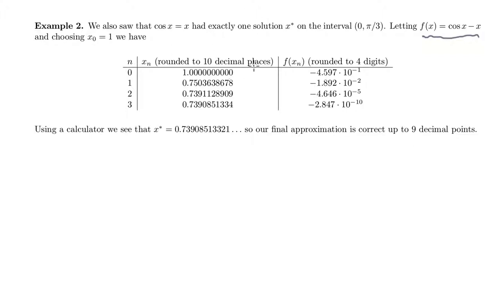So then we linearize. That's what the program does. It linearizes the function here and then finds the zero. Then it linearizes the function here, finds the zero. Linearizes the function here, finds the zero. And after 3 steps, if we compare what we get to what we get in the calculator, we see that it's very close. It's correct up to 9 decimal places, which is awesome. So that's the idea of Newton's method.